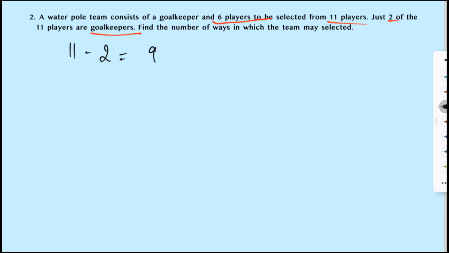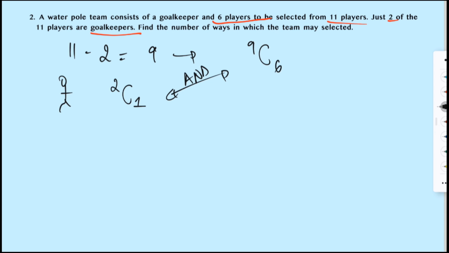Okay, so that we have 9. And now when we take out those 2 players, there's going to be 2 combination 1 because we need just 1 player. And now for the rest of them, which are 9, we need 6 players. So that will be out of 9, choose 6. So now for us to have a team, we need this and this.